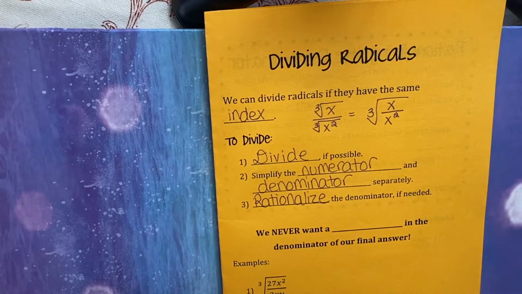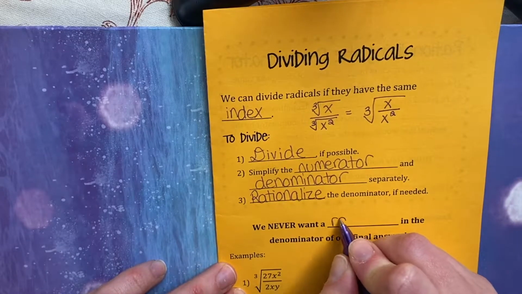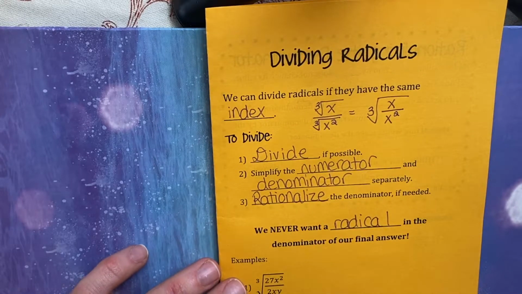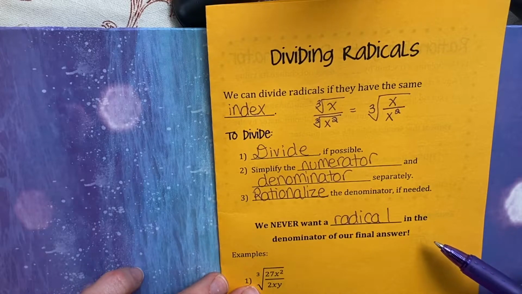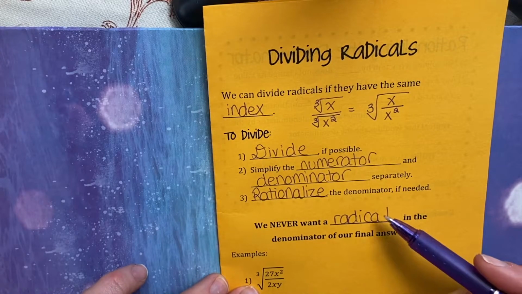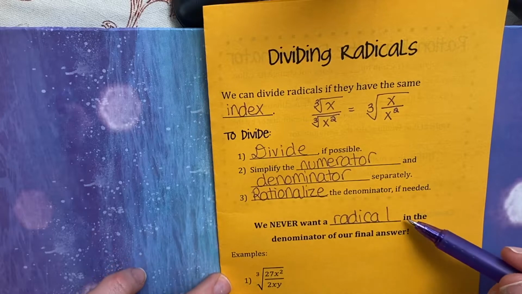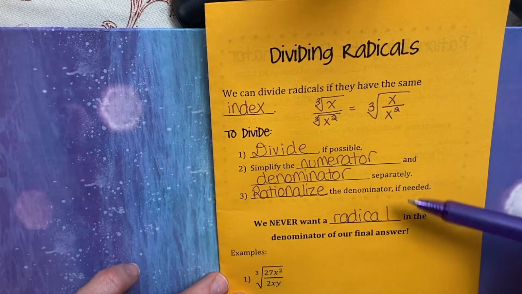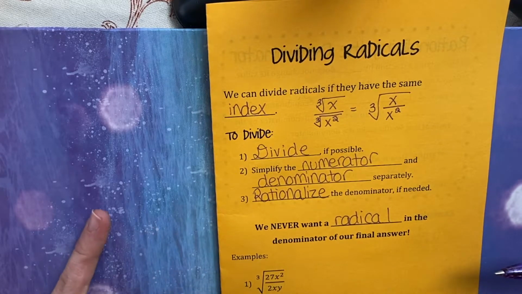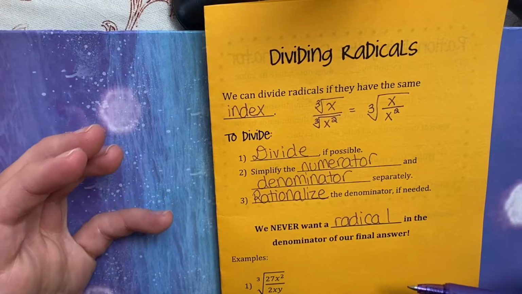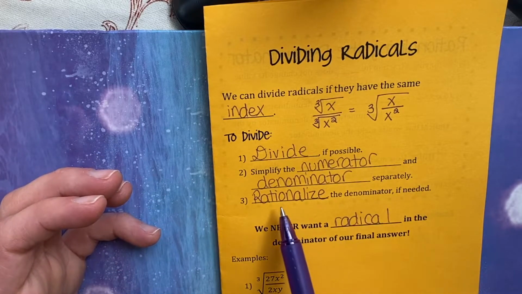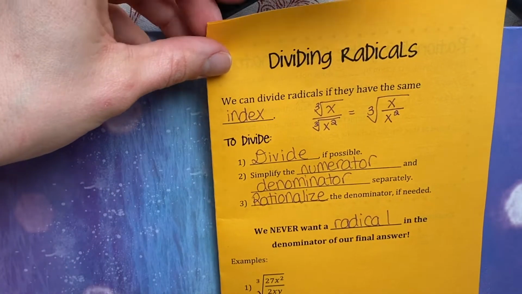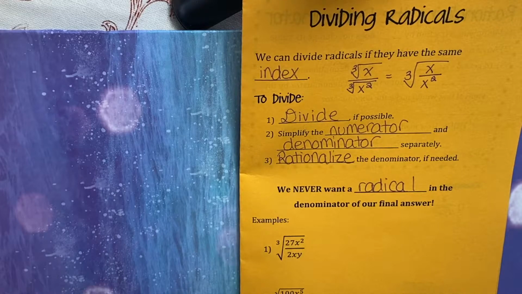So actually, what we never want is a radical or a root in the denominator of our final answer. That was the reason why we couldn't have i in our denominator. And right now, we also can't have radicals in the denominator of our final answer. Now, sometimes the problem will simplify and we won't have a radical left in our final answer. Sometimes we will, and that's where step 3 comes in, where we have to rationalize the denominator. So let's look at these two examples and hopefully you'll see what I mean.